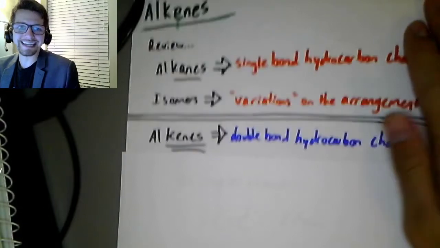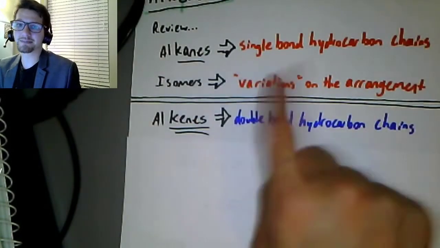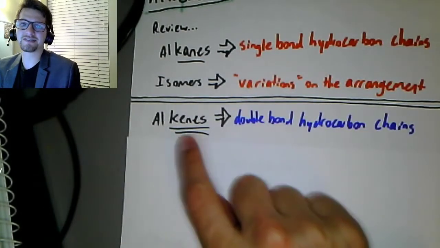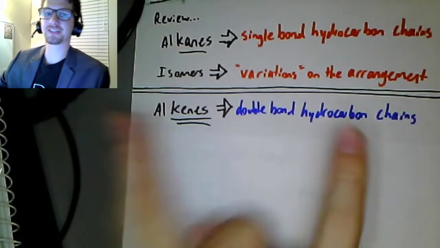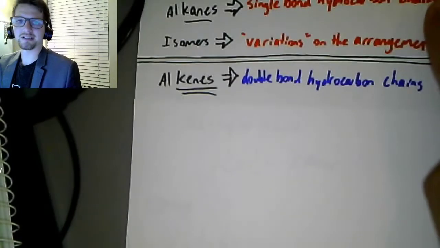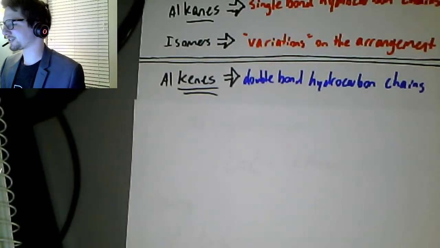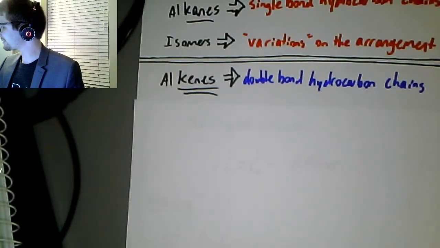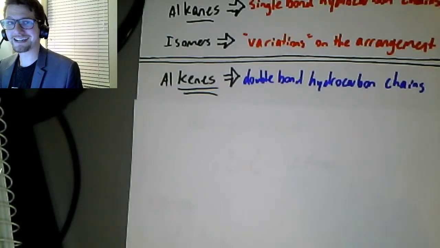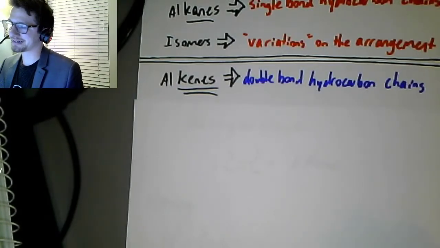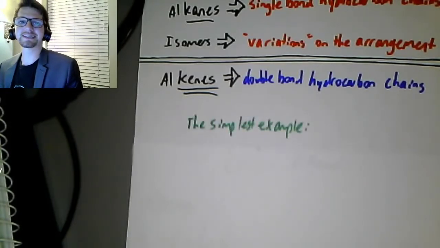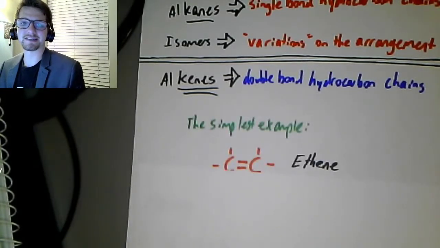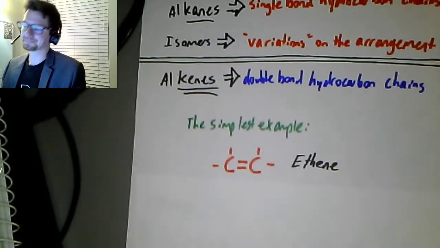So what is an alkene? Alkanes are single bond hydrocarbon chains, so alkenes are double bond hydrocarbon chains. This is where our notes for today starts. A double bond hydrocarbon chain. So basically whatever you'd be looking for in an alkane, except you're looking for a double bond instead of just single bonds. So the simplest example available to us is this little buddy called ethene.